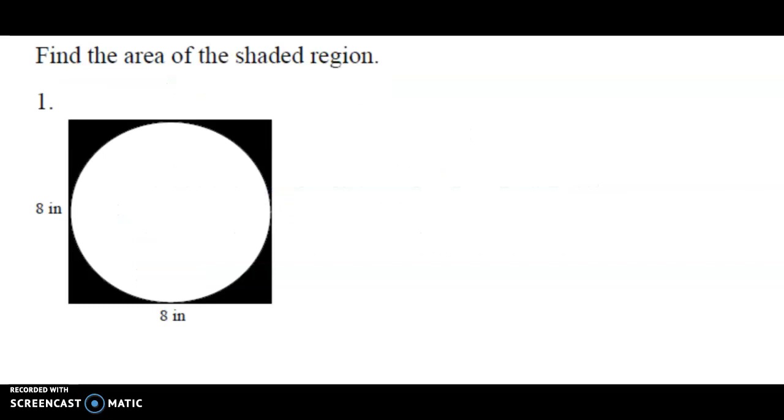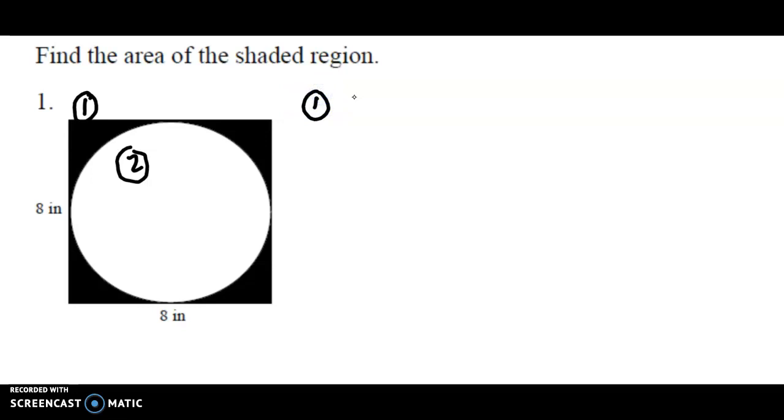Directions say find the area of the shaded region. So the first thing I want to look for is, what shapes do I see? Well, the first shape that I see is a square, and it's 8 by 8, so they're the same length. Second one that I see is a circle. That's the first step. Then you're going to find the area of each shape using that formula sheet.